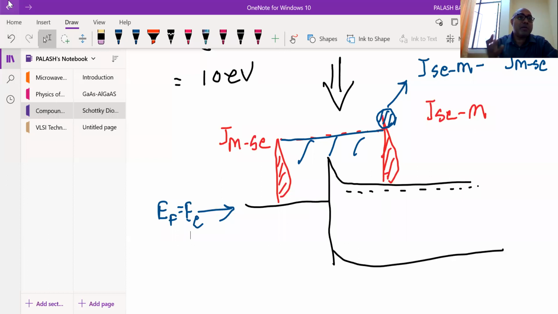So it is like a bucket of water into the ocean. Does it mean the ocean level, or sea level, will change? It won't change, right? Because the metal already has a lot of carriers. Over that, if you are adding some carriers coming from the semiconductor side due to the applied voltage, it doesn't change the metal side Fermi level. So it is kind of fixed.